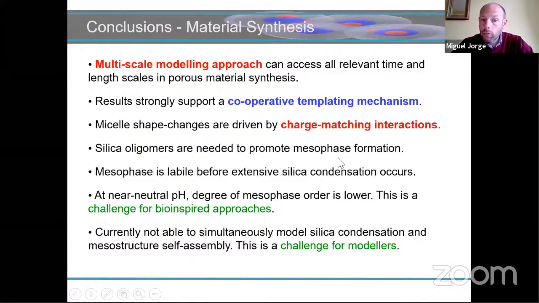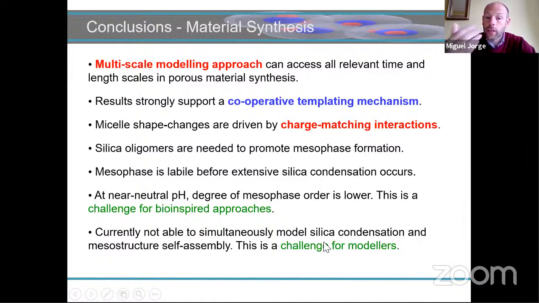So we need silica oligomers, or at least bridges, like in mesoporous organosilicates, to form these mesophases. And we can control the degree of order of the mesophases. Okay. So just pointing out a few challenges, right? So we're trying to now develop techniques to improve the order of these bio-inspired materials. We have a PhD starting just now with that. And also we're trying to explicitly model the silica condensation reactions at the same time as self-assembly. Again, in collaboration with our colleagues in Aveiro, we're trying to develop this.